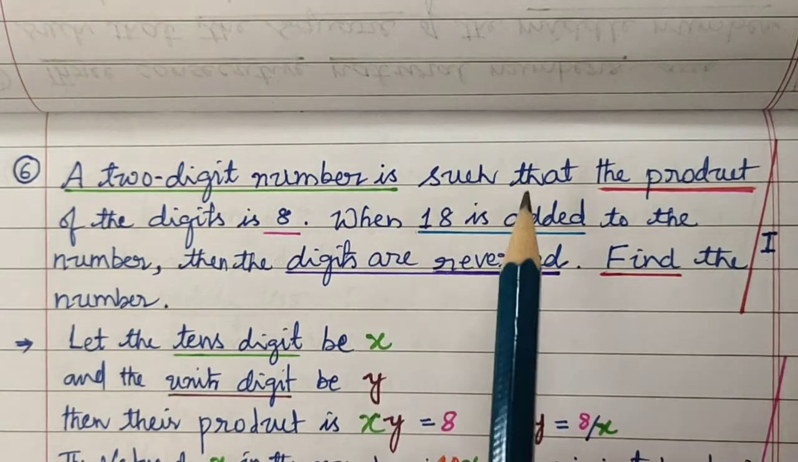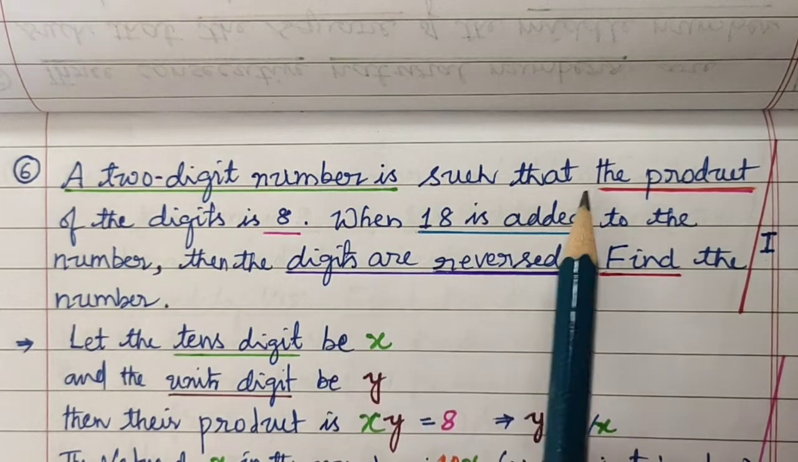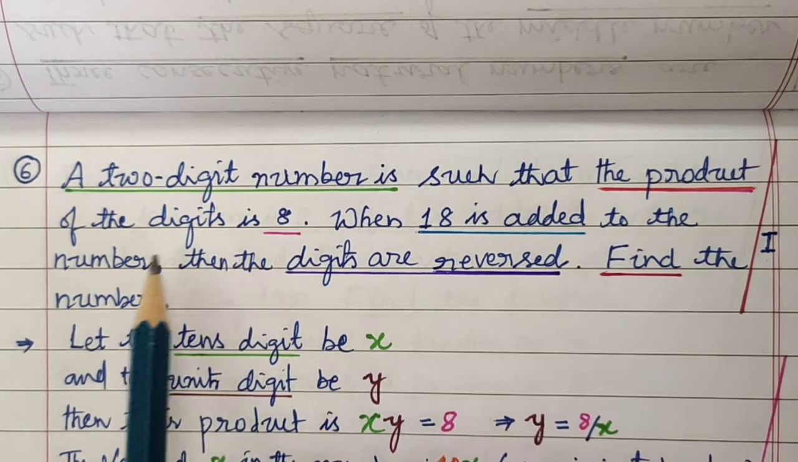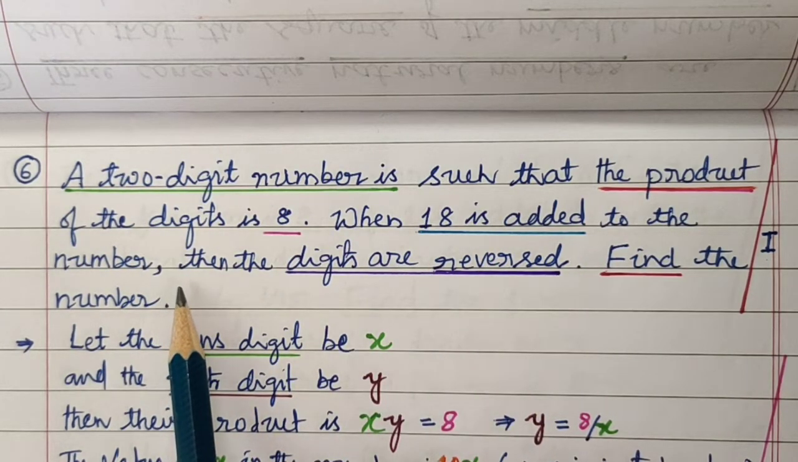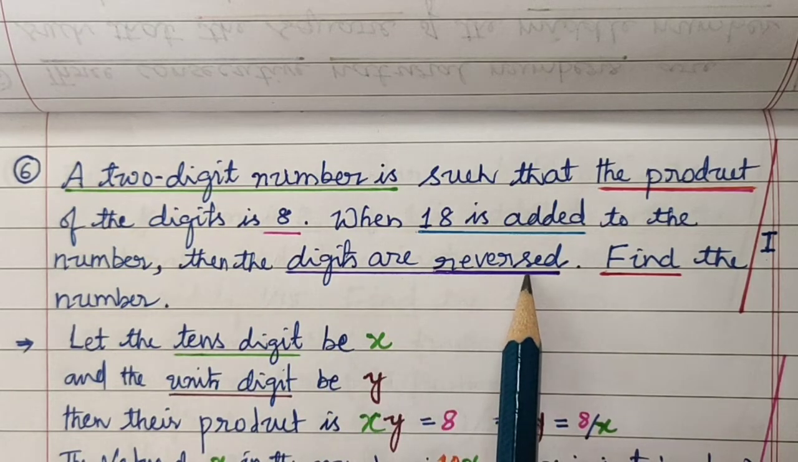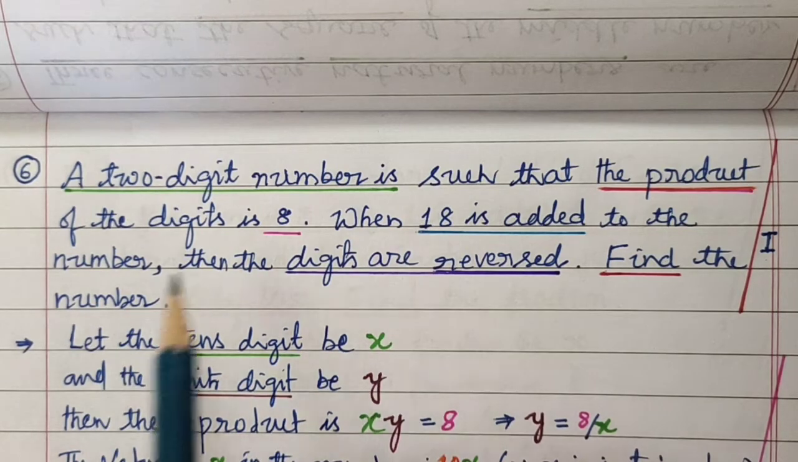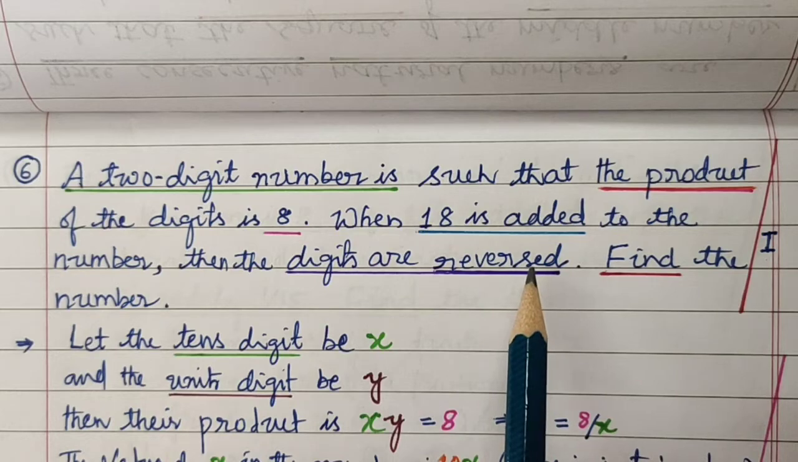A two-digit number, maybe 12, 13, 14, 15, whatever, is such that the product of the digits, if it is 12, 1 into 2, if it is 25, 2 into 5, is 8. When 18 is added to the number, the digits are reversed. If it is 15, it is going to be 51. So when 18 is added to that number, whatever result you get will be equal to the reversed digits.